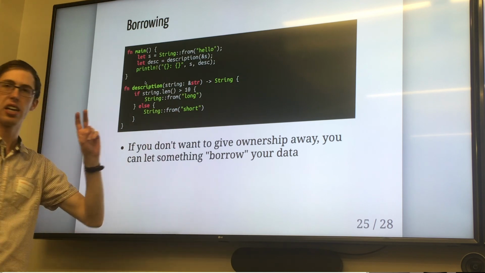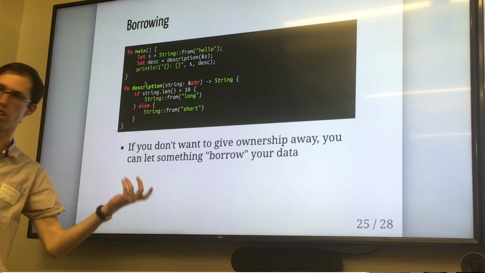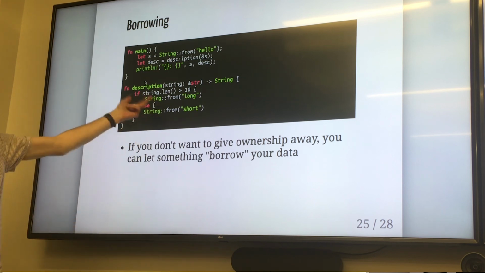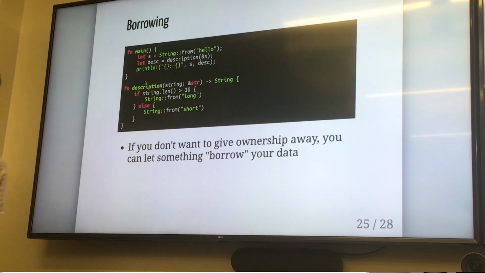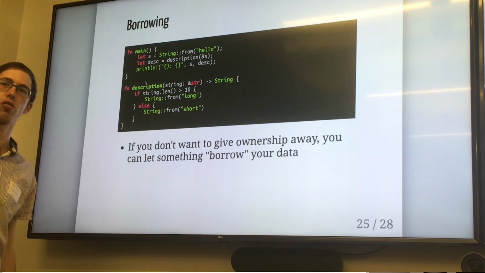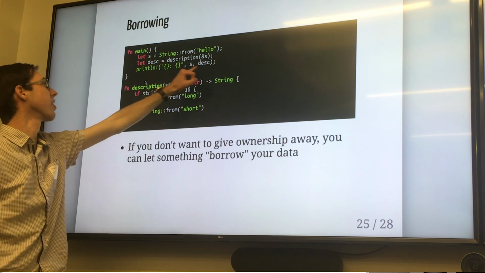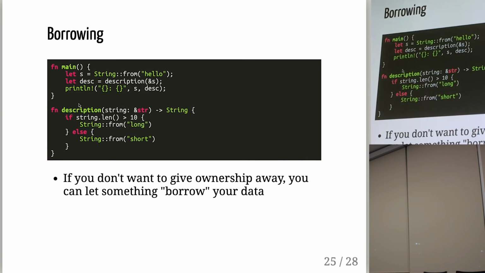Because this is an immutable, right? Cannot change reference to the data. The length function does not change the underlying data, so it's fine. You can look at that, and great. So now we can use this s here, right? In our old example, it stopped us from doing that, right? Because we moved it. In this case, we did not move it. We just let it borrow. So now we can use s and description. Great. Okay, so that's just how we write functions.